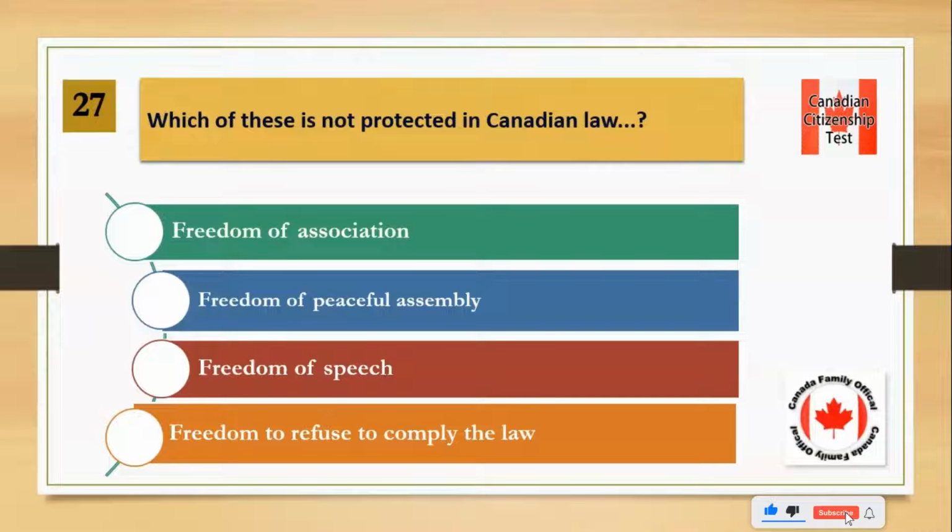Which of these is not protected in Canadian law? Number 1, freedom of association. Number 2, freedom of peaceful assembly. Number 3, freedom of speech. Number 4, freedom to refuse to comply with the law. And the answer is freedom to refuse to comply with the law.